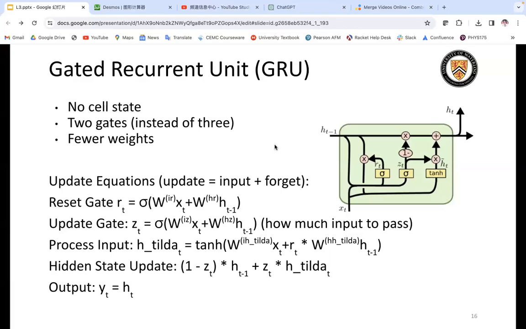And finally, we have the hidden state update, which is simply 1 minus ZT multiplied by HT-1, and we add that to ZT multiplied by H tilde T. And output YT is equal to HT.